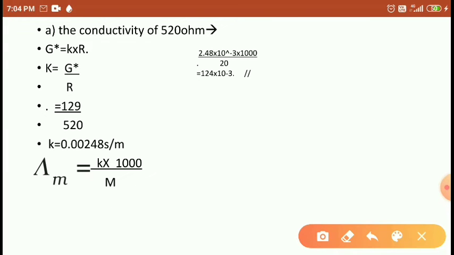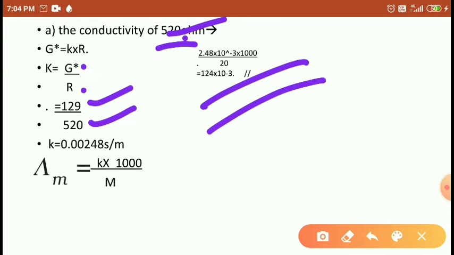In this case, we have to find the conductivity at a resistance of 520 ohm. So G star we already know is equal to K into R. With K outside, K is G star by R. G star is 129 and the resistance is 520. Then the conductivity is 0.00248. Then substituting this value into the molar conductivity lambda m, you get the answer 124 into 10 to the power of minus 3. Right, students, understood?